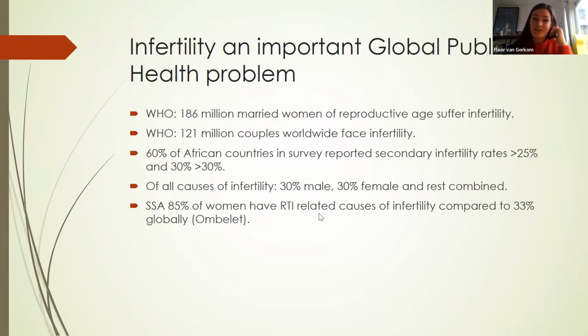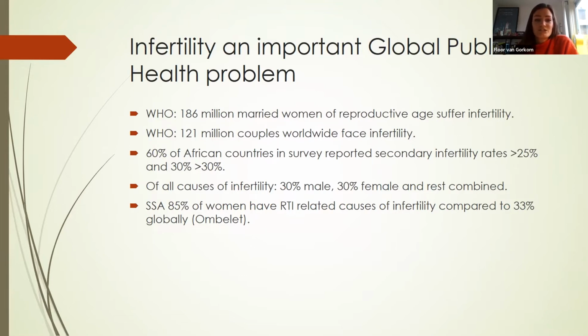I've started with some general figures as a background. As I think most of us know, infertility is a very common problem. About 186 million married women of a reproductive age suffer from infertility worldwide. The numbers are not all saying the same things, but all of them do indicate that it's very common. So 121 million couples.